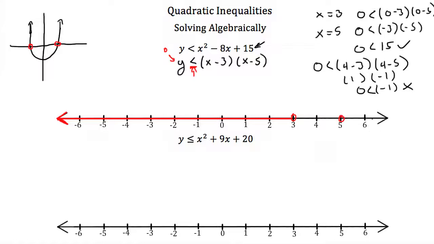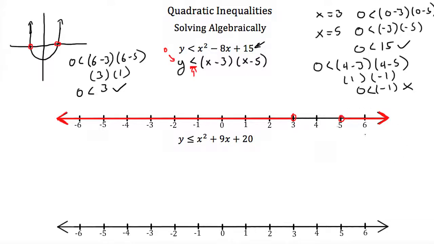So I'm going to choose 6. If we plug in 6, we get 0 is less than 6 minus 3 times 6 minus 5. 6 minus 3 is 3. 6 minus 5 is 1. So we have 3 and 0, or 0 is less than 3. And that is true, so that means everything to the right of 5 is also a solution. So again, you color that in like so.